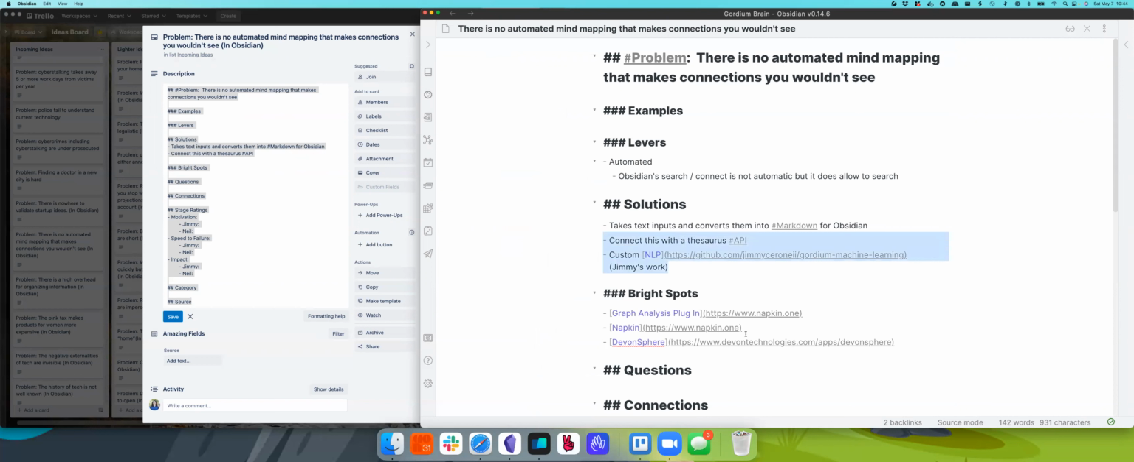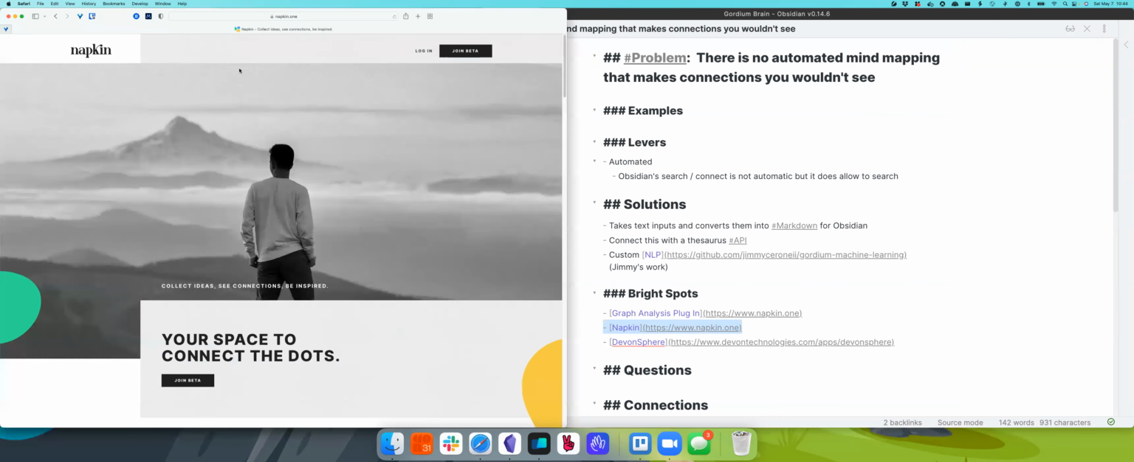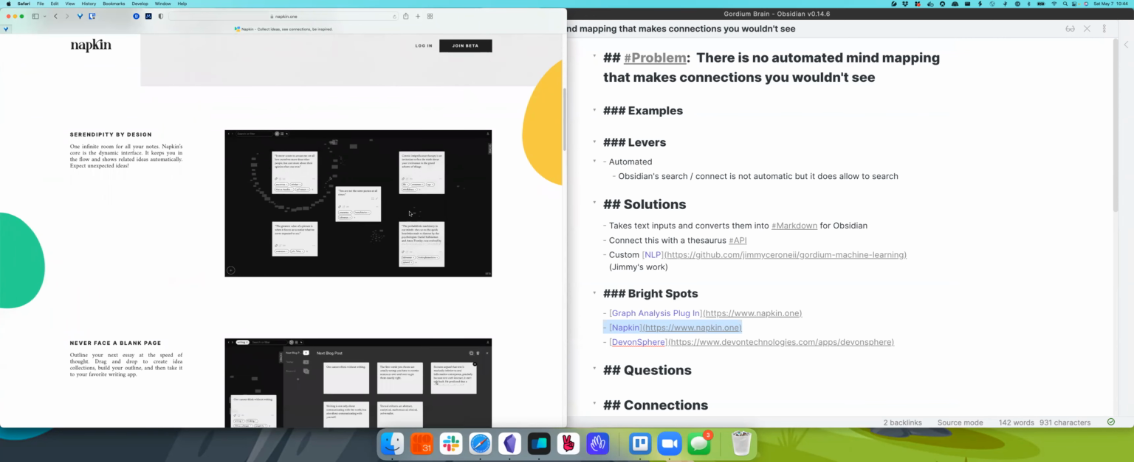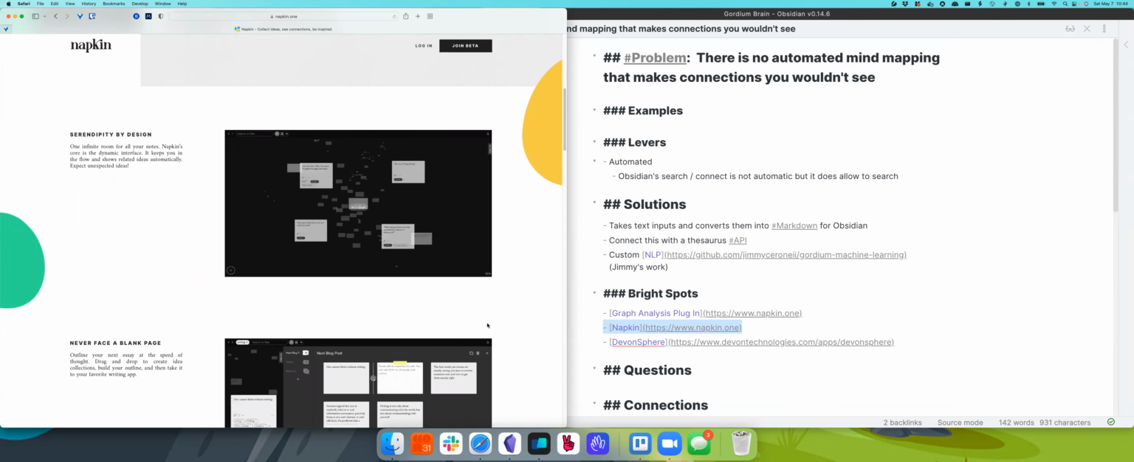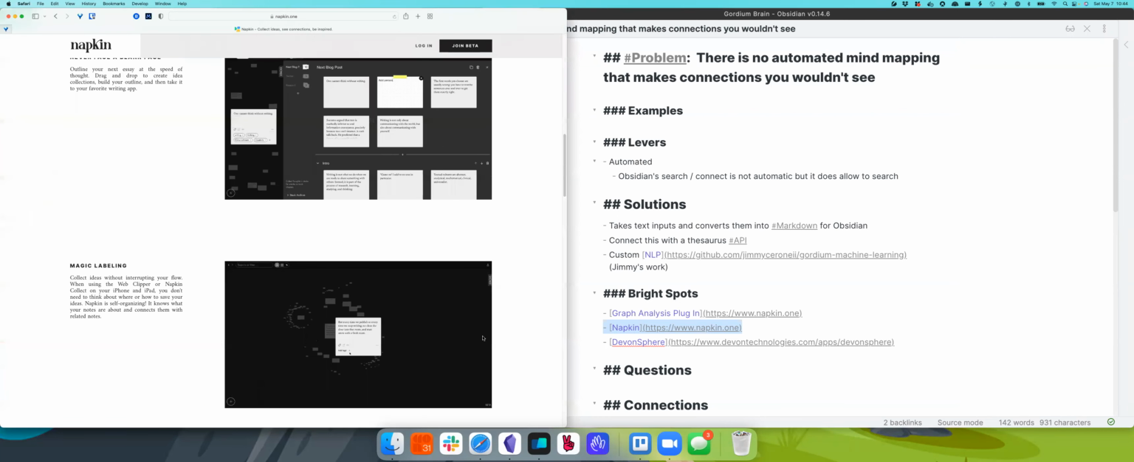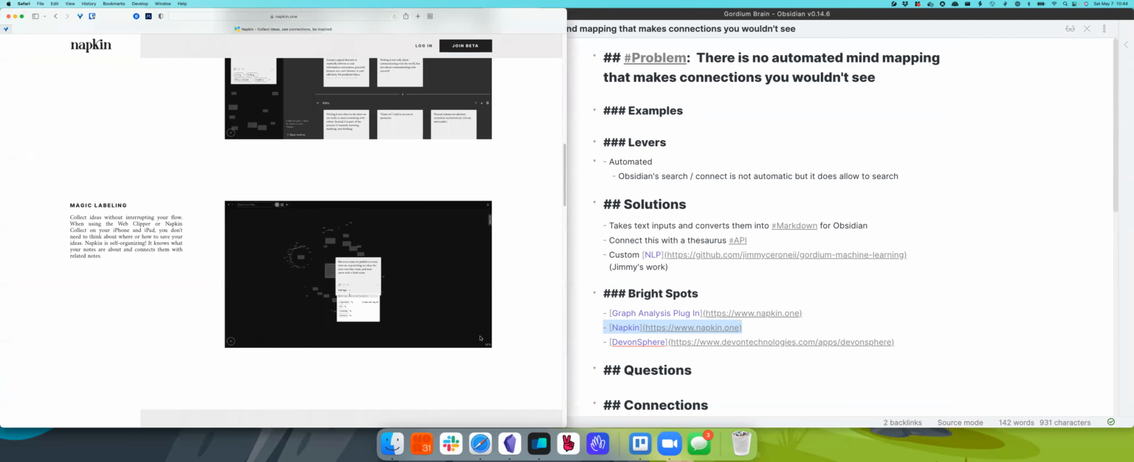So that's why there's something called Napkin. It's one of my favorite developers and thinkers working on this, and it auto suggests connections by default. So it tries to say serendipity by design. As you're writing one note, it'll pull up related notes, which I think is so fascinating. And yeah, I think that's a really interesting approach.